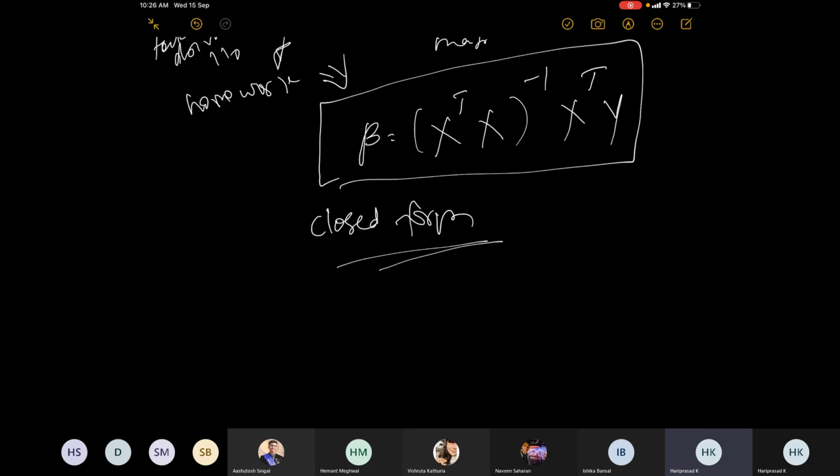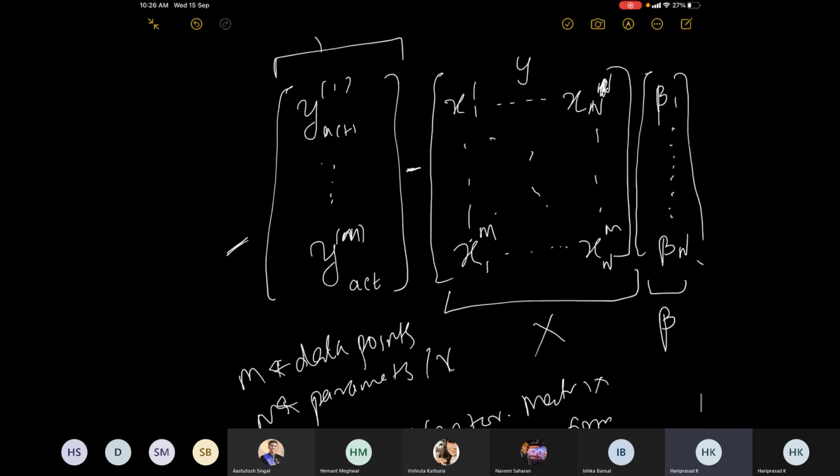So, Ashutosh, take a look, there is no iteration coming over here. This is a closed form expression, which means that if you plug in this expression, you will get beta. What you really need is x and y, but you have to assume that they are in matrix form. X is the collection of all the data and y is the collection of all y.